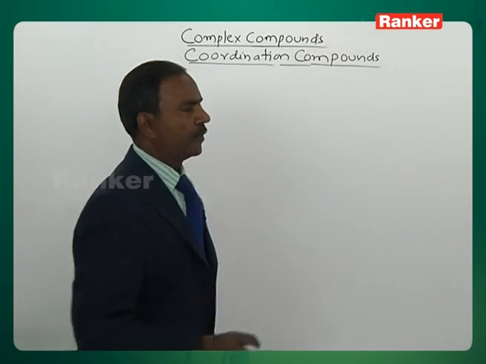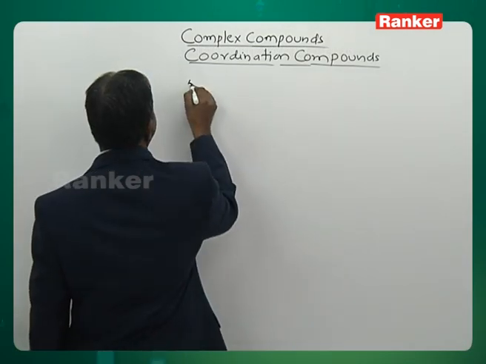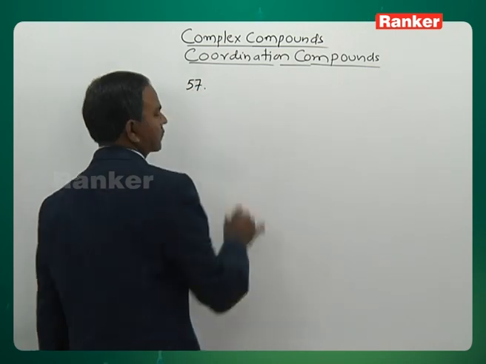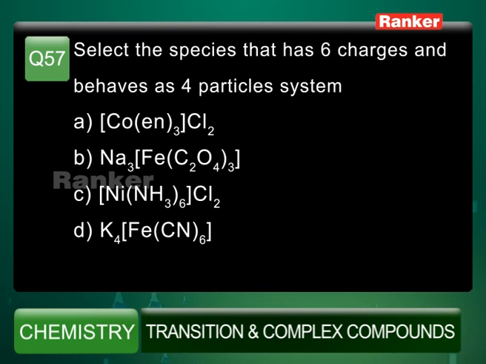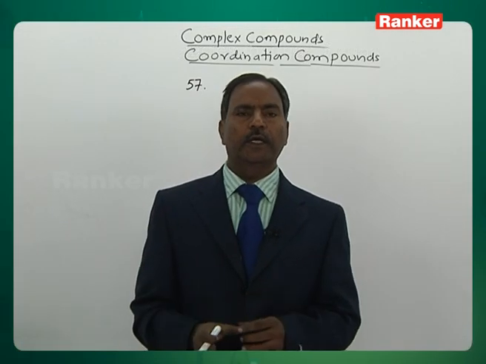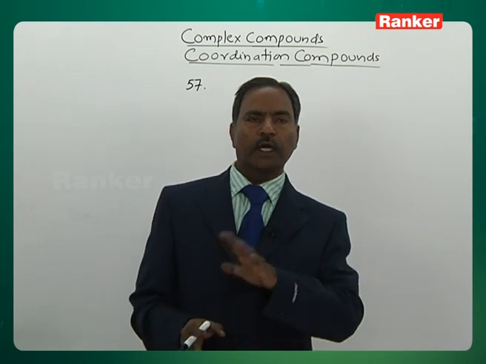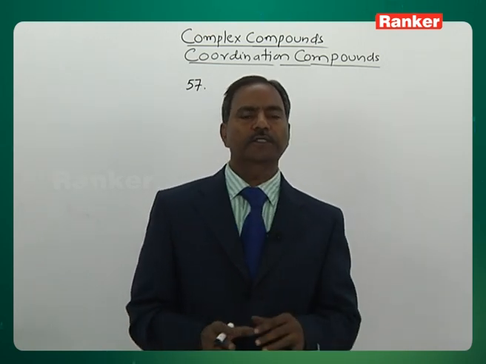Coming to question number 57. Select the species that has 6 charges and behaves as a 4 particle system. 6 charges you have to get and 4 particles. Now take option A, Co(en)3 Cl2. Outside the coordination sphere, 2 chloride ions are there. 2 and 1 complex. You are getting only 3 particles.